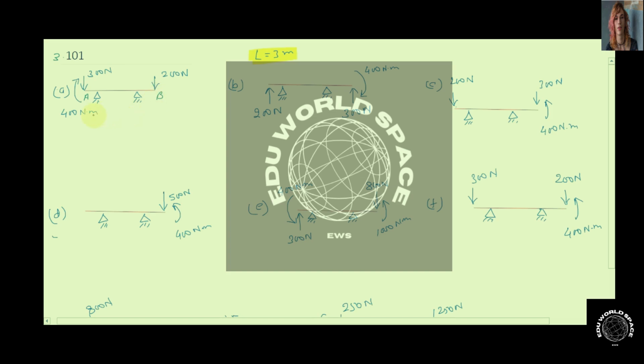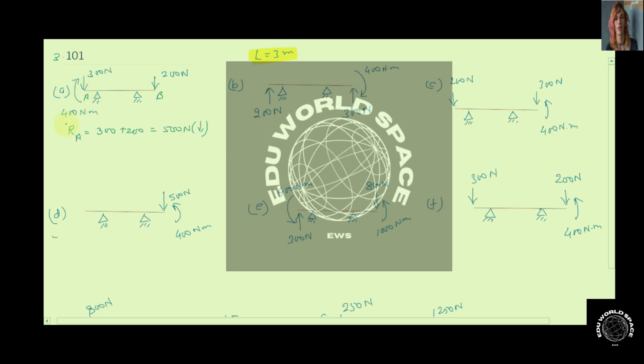So if we calculate the equivalent force in the first case, since both of these forces are acting in the downward direction, the total equivalent reaction at point A will be 300 plus 200, which comes out to be 500 Newton in the downward direction.